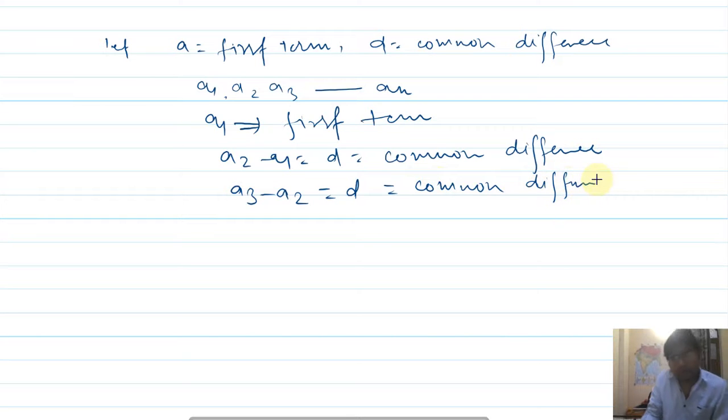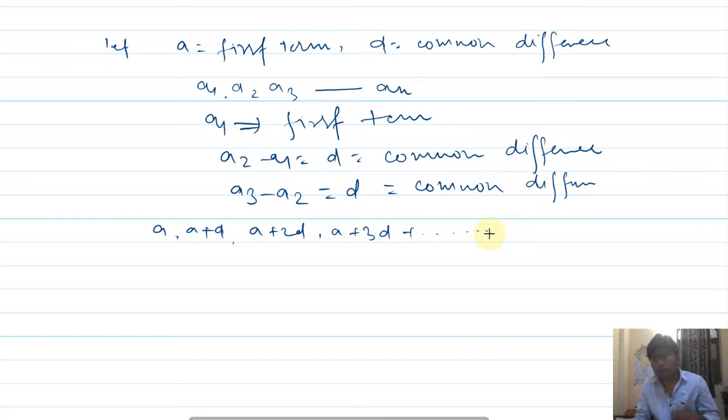If I want to write the sequence, the first term is a. The second term is obtained by adding the common difference, so it is a plus d. Then how can you get the third number? You again have to add d, because d is the common difference, so it is a plus 2d. Then again a plus 3d. Similarly, you have to continue.